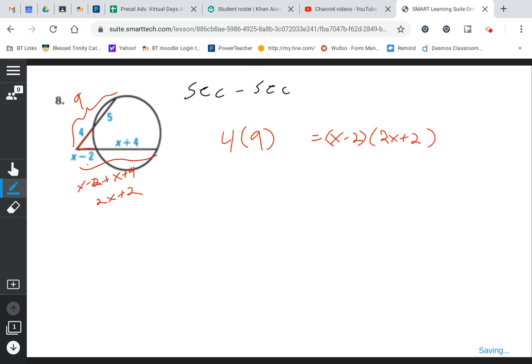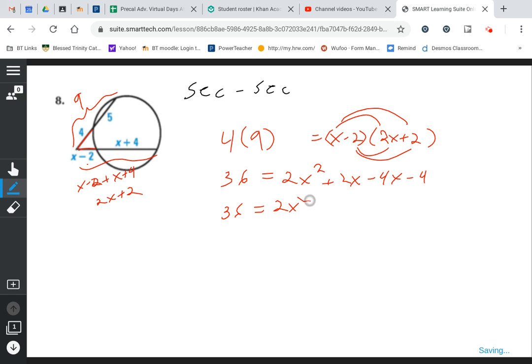All right. Now we've created our equation we can solve. So this is 36 equals, and then we just FOIL it from there. We get 2x squared plus 2x minus 4x minus 4. Simplify that. We get 36 equals 2x squared minus 2x minus 4. I'm going to move the 36 over to the right because I want it to equal 0. It's the only way I can solve for it. Minus 36. So we get 0 equals 2x squared minus 2x minus 40.